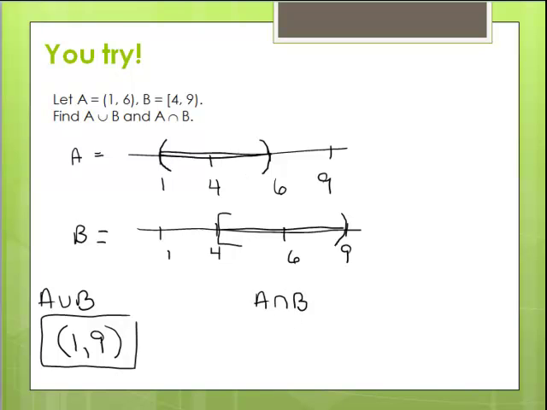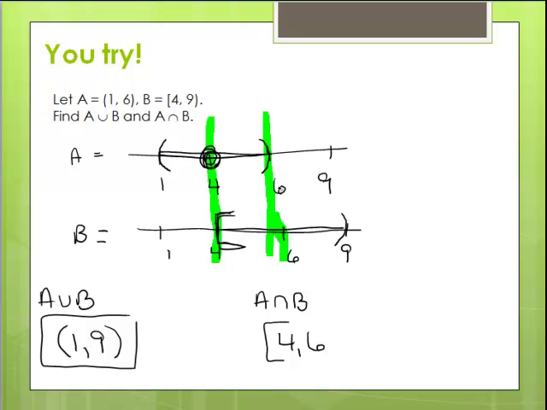So then we have A intersection B. The intersection is what they have in common. This is what they have in common. Well, it goes like that. So we know it's going from 4 to 6, but we need to figure out if it's including either of those. 4 is definitely included in this set. 4 is definitely included in this set. So we do include the 4. 6 is not here, so we don't even need to see if it's here, even though it is. We do not include the 6 because it is not in set A.